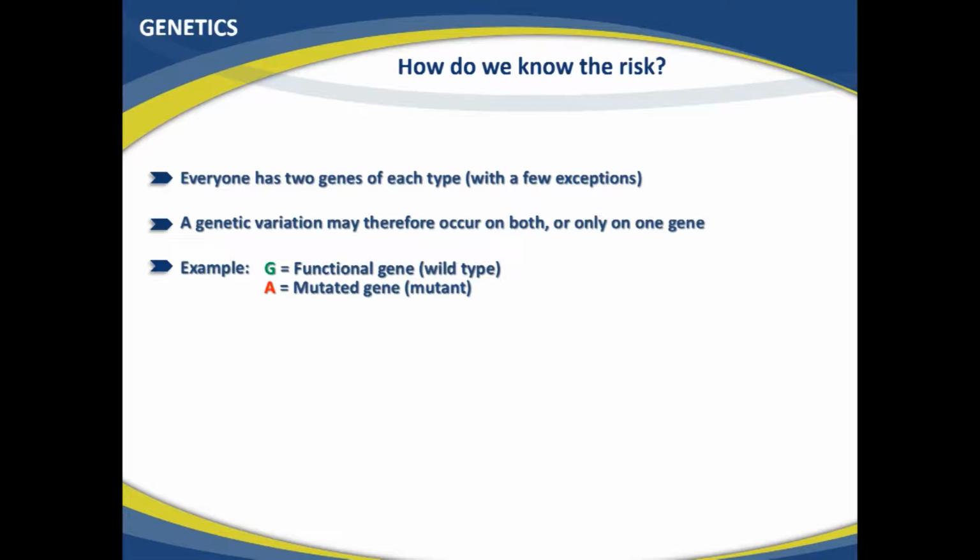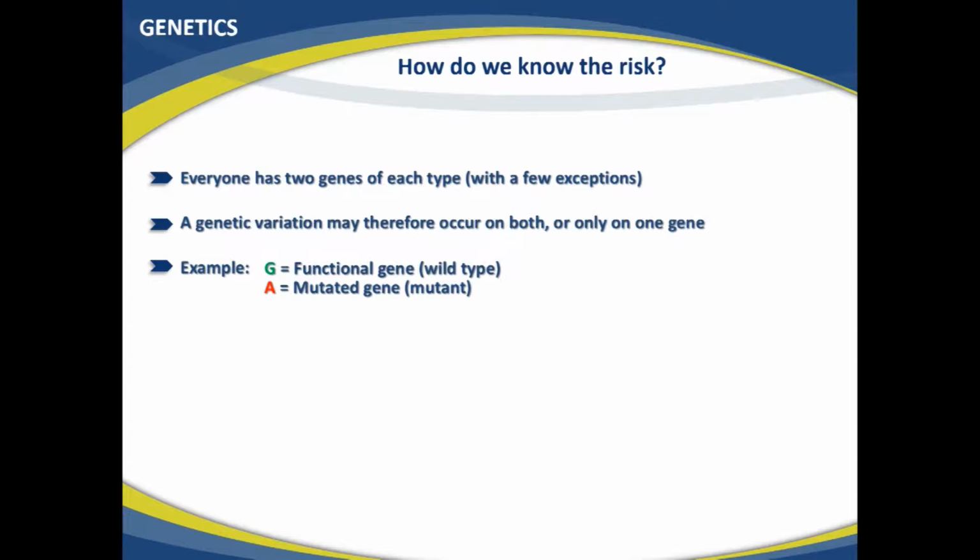Everyone has two copies of each gene. So one from your father, one from your mother. There's some exceptions, but for most genes this is correct. Then a genetic variation can therefore be only in one gene, only in the other, none at all, or in both genes. So you get three different possibilities: both broken, both functional, or one of them functional.